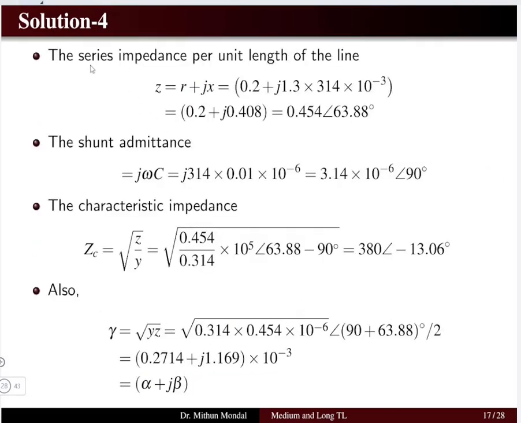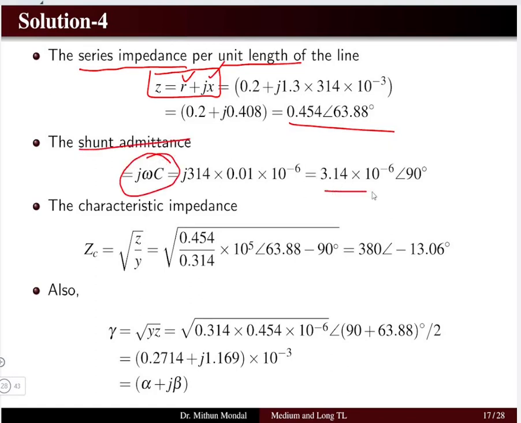First we need to calculate the series impedance per unit length of the transmission line, that is Z equals R plus jX. Resistance and inductive reactance are given to us, so we can obtain the series impedance. Shunt admittance is basically jωC, so we will get the shunt admittance of the line. These are per unit length quantities, as used for the long transmission line.